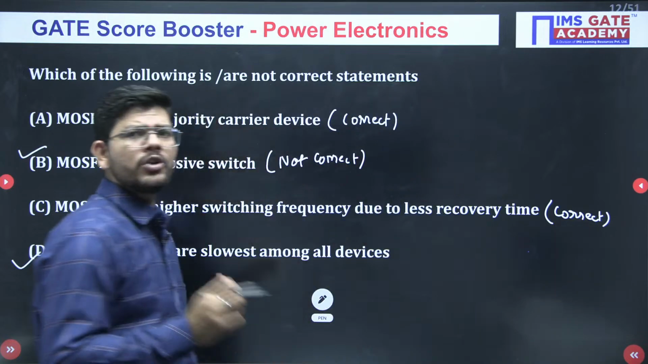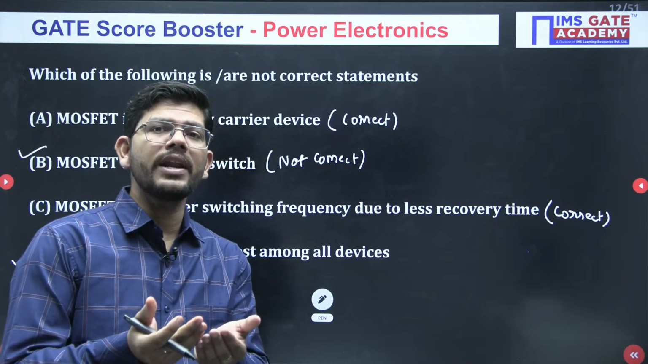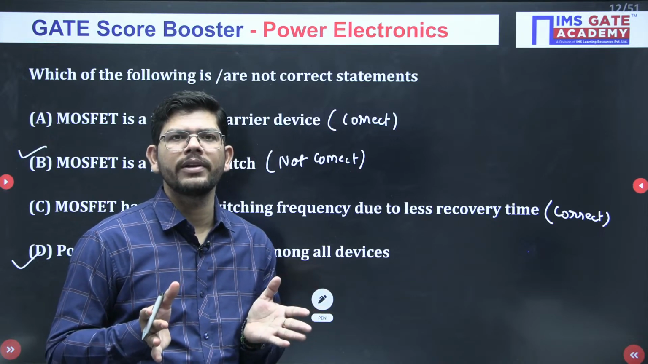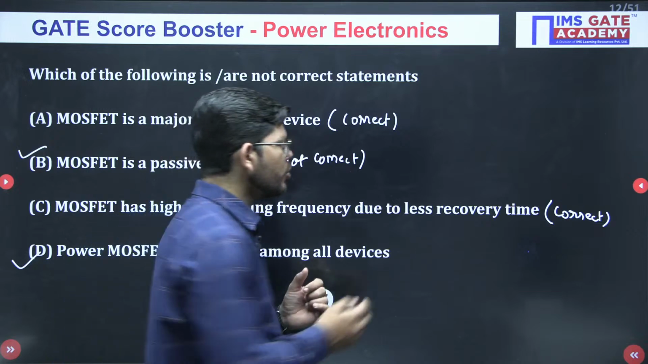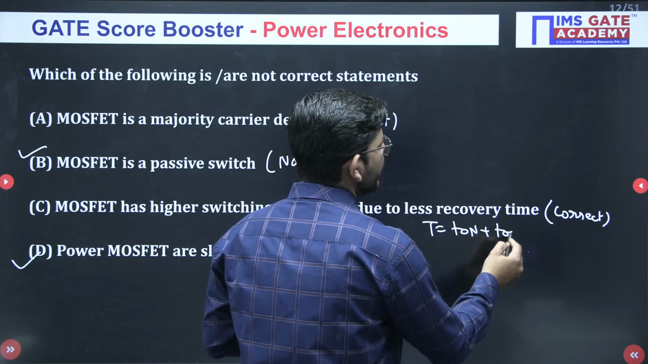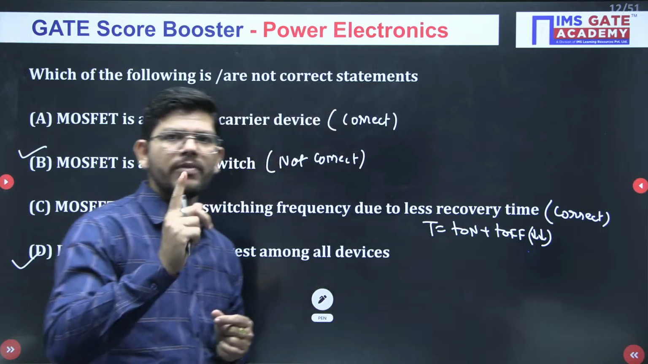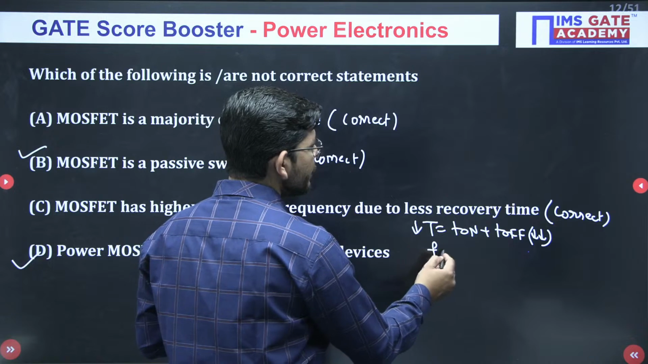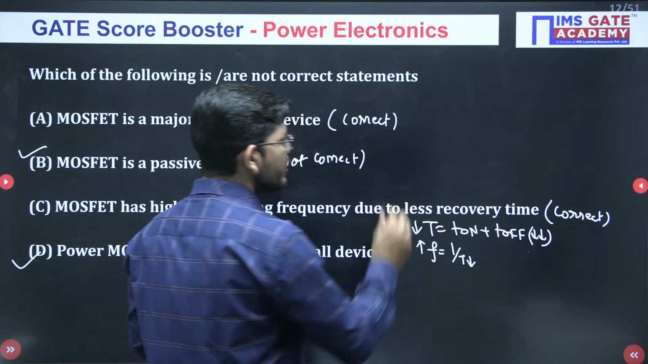Okay, why is this so? Because only one type of charge carriers is participating in conductance. So when you are recovering them back, they will be recovered very easily and very soon as well. If the recovery time is less, it means off time is less. So the total time that we have, which is on time plus off time, will be very less in MOSFET because you only have to recover one type of charge carrier. So ultimately your T will be less, and if T is less, the frequency will be very high.